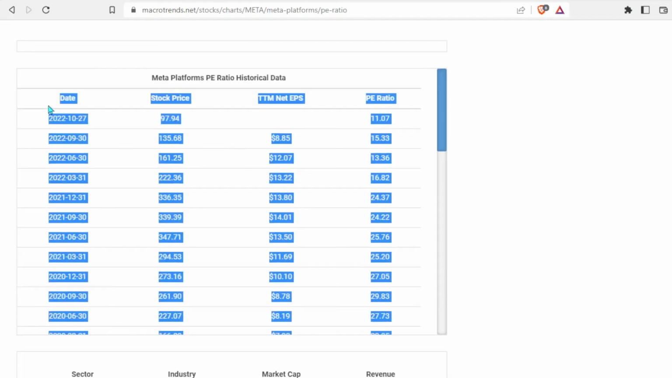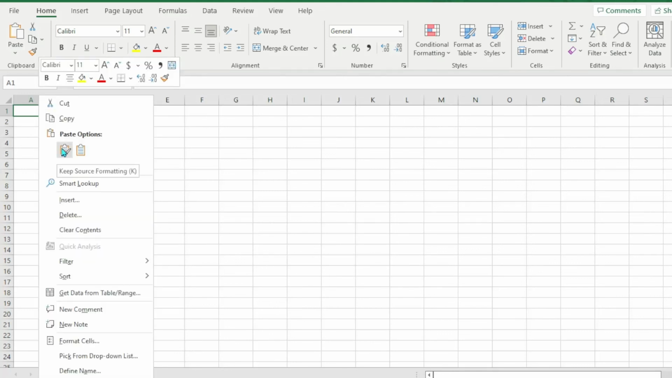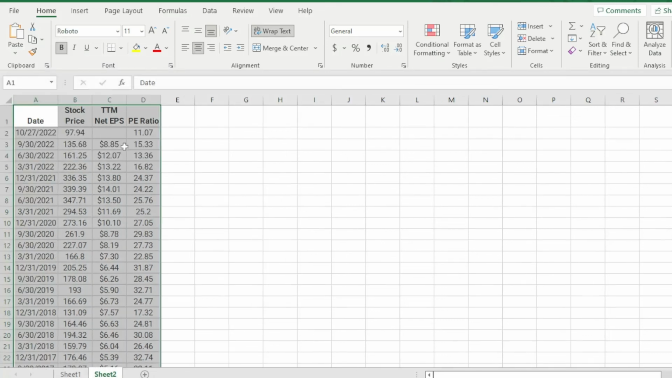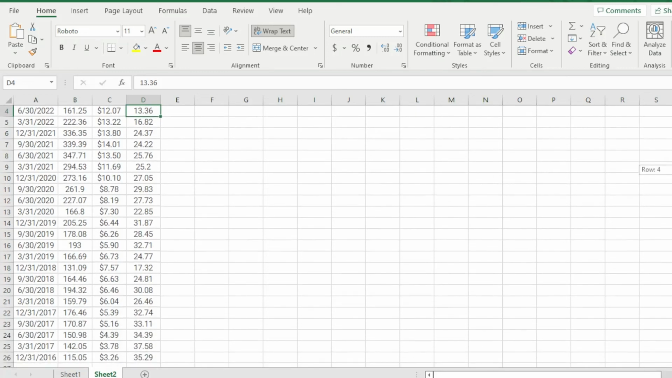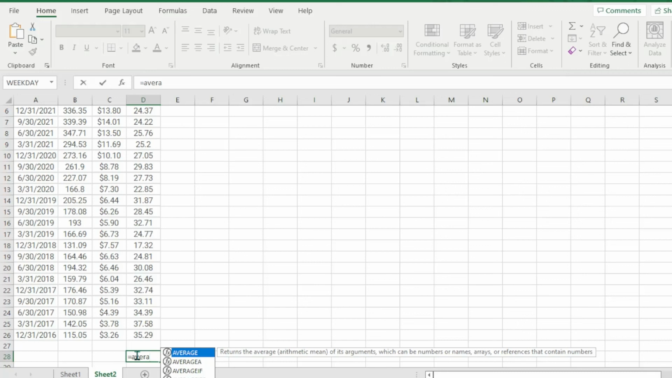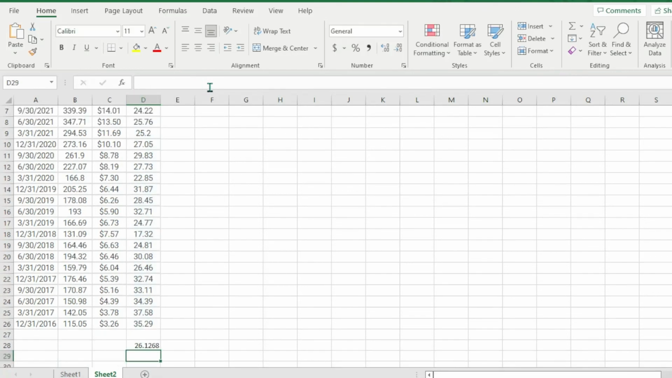So I'm going to go ahead, copy all of this data, go back to my Excel spreadsheet. We're going to paste this, and we're going to keep the source formatting. Going to expand this cell right here. And now what I can do is take an average of all of this PE data. So in this cell, I'm going to do equals average. And here we can see in the last few years, Meta has averaged around 26 in PE multiples.